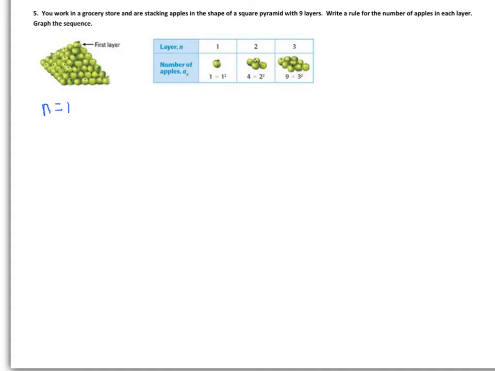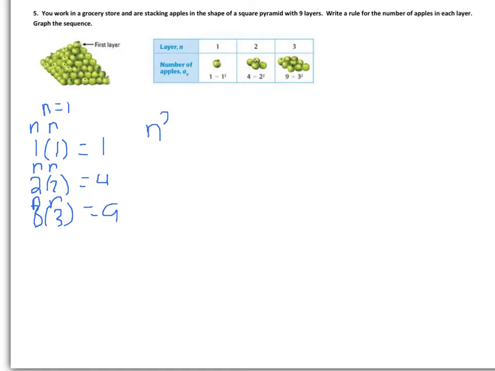When it's 3, you have 9. So let's look at this. 1 times what equals 1? 2 times what equals 4? 3 times what equals 9? Well, that'd be 1, 2, and 3. Yeah, it's increasing by 1. So if we think about the other one that increases by 2, we said, well, no. It's actually, that's n and that's n. So what is it? n squared. So our rule, a sub n is equal to n squared. And then 9 layers. So also find the 9th layer. So a sub 9 equals 9 squared, so there'd be 81 in the bottom. Okay?